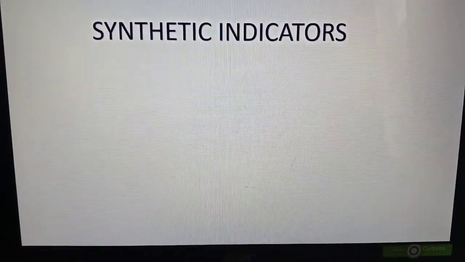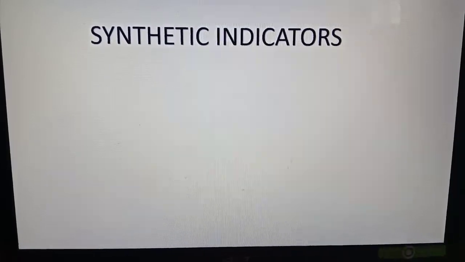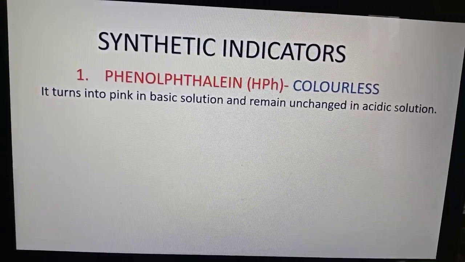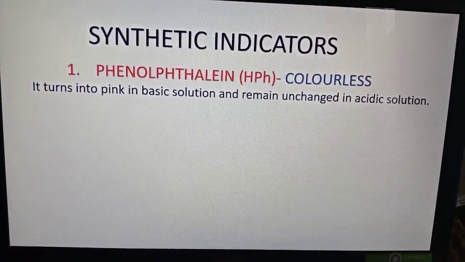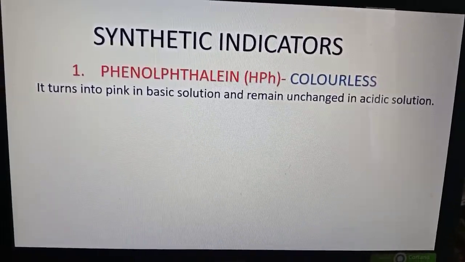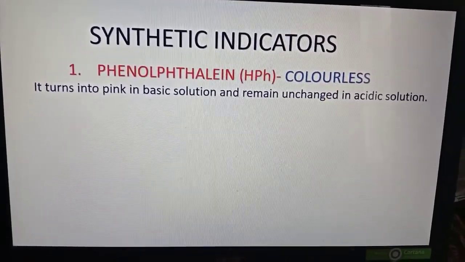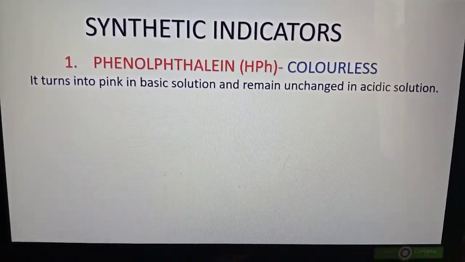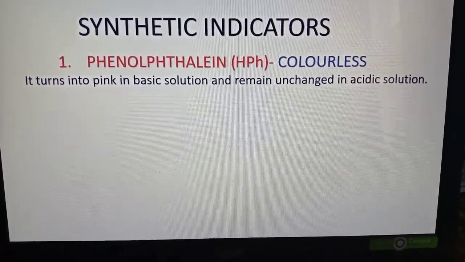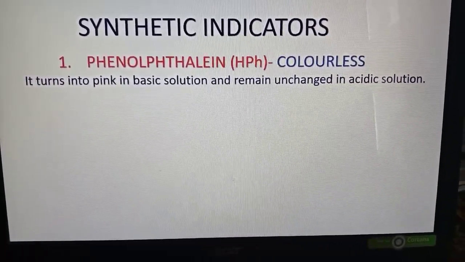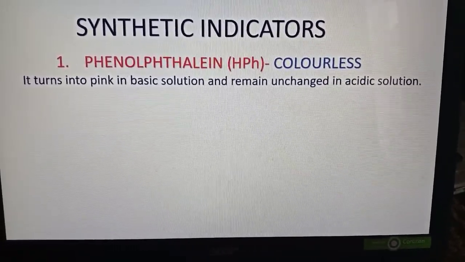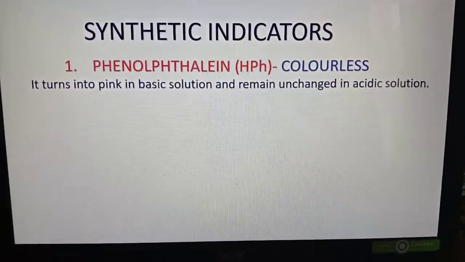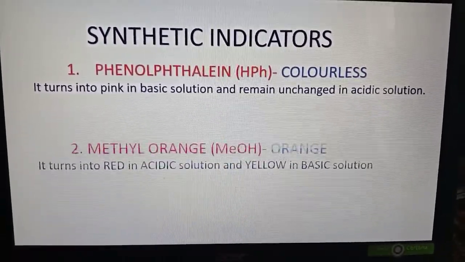Next, synthetic indicators are the chemical substances which are produced in chemical laboratory. First example is phenolphthalein. It is denoted by HPH. Its original color is colorless. When 1 or 2 drops of phenolphthalein solution is added in basic solution, the basic solution becomes pink in color, and when 1 or 2 drops of phenolphthalein is added in aqueous solution of acid, it remains unchanged, that is colorless.